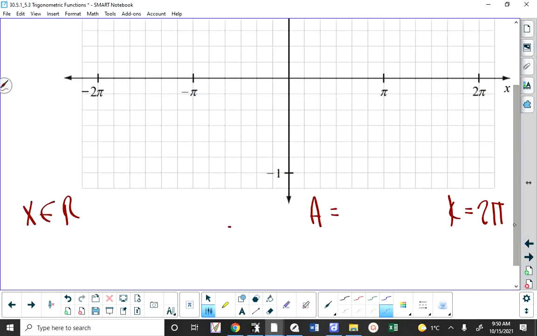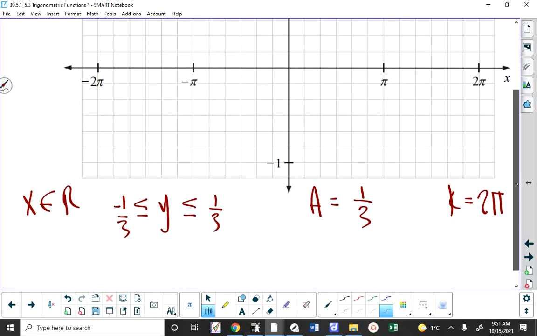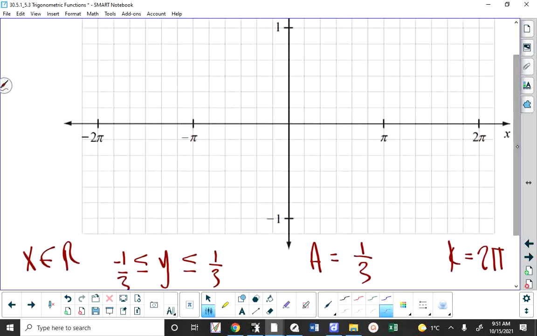The amplitude is 1/3. Because, what are we dealing with, sine or cosine? If cosine has an upper limit of 1 and a lower limit of -1, then 1/3 of cosine is stretched vertically by a factor of 1/3. It's going to be there. And that would mean that the maximum value of y would be 1/3 and the minimum would be -1/3. So what this would look like, it's cosine.